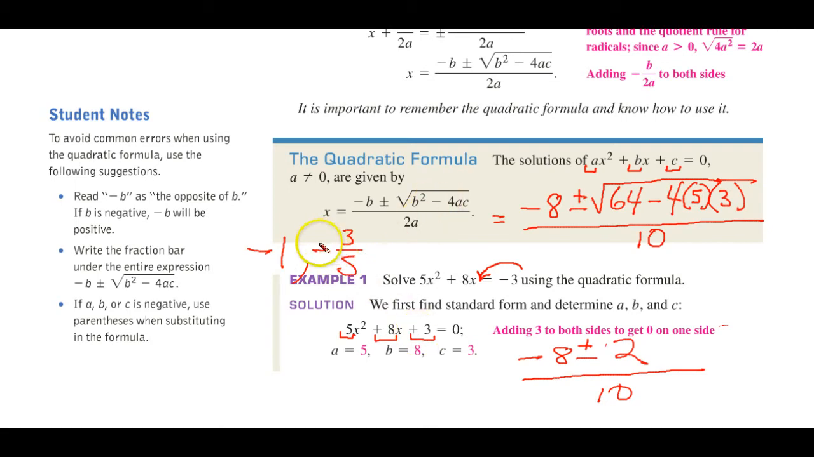Now, whenever you have something like this, where you don't get any radicals in your answers, this could actually have been factored. So let's try to factor it. 5x squared plus 8x plus 3 equals 0.